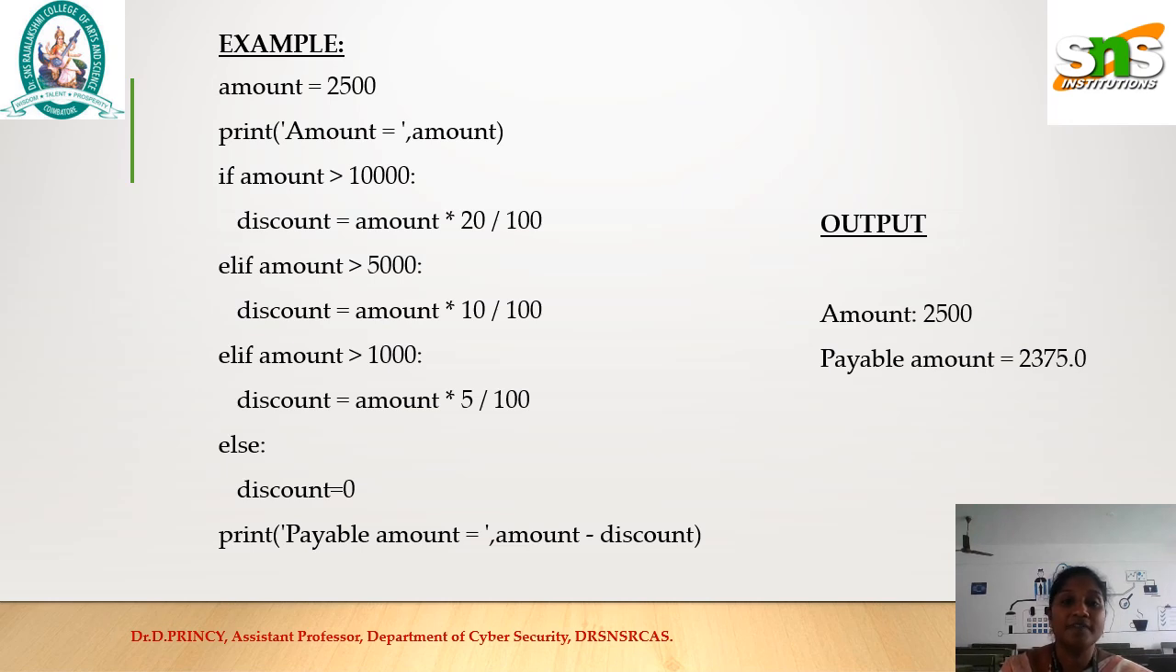So now we will see the output of this program. Amount is 2500. The first if becomes false, it goes to the elif part. This condition also becomes false, it goes to the second elif part. Here the condition becomes true, so the discount is amount into 5 divided by 100. 2500 into 5 divided by 100 is 25 into 5, 2375. That will be the discount amount for the amount.